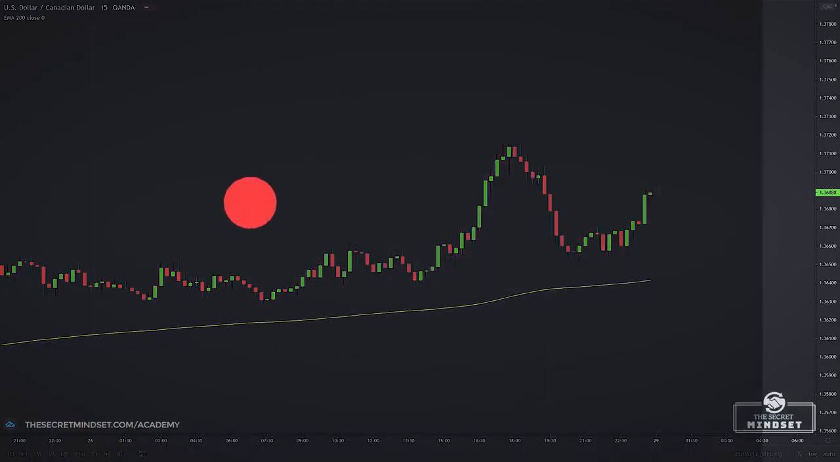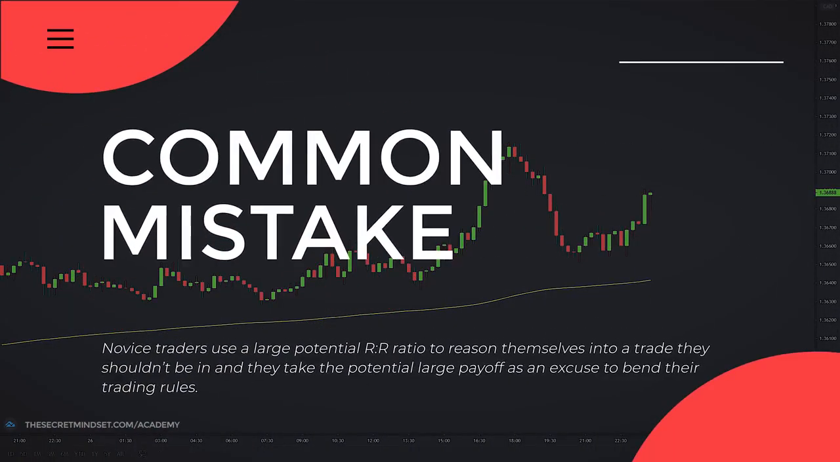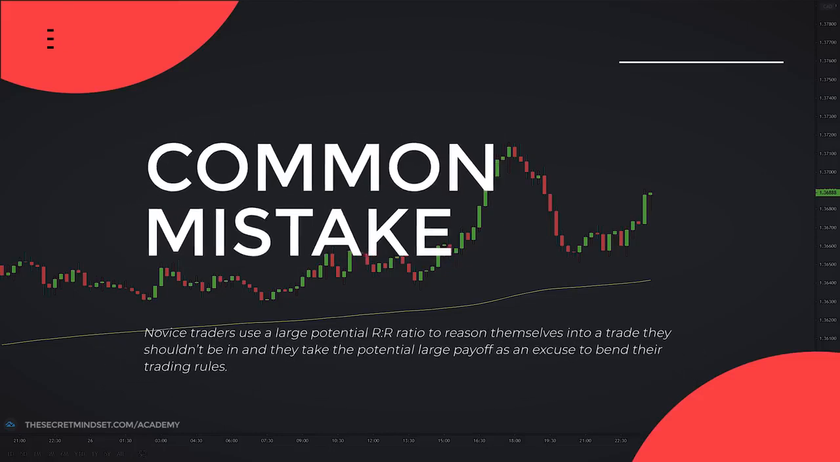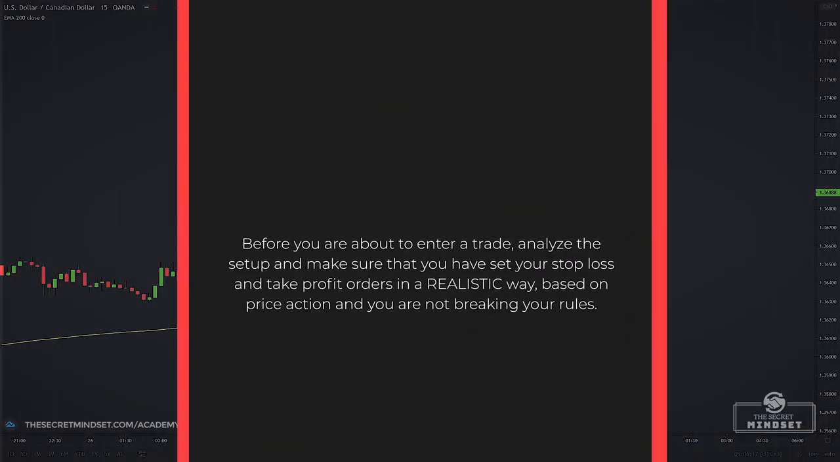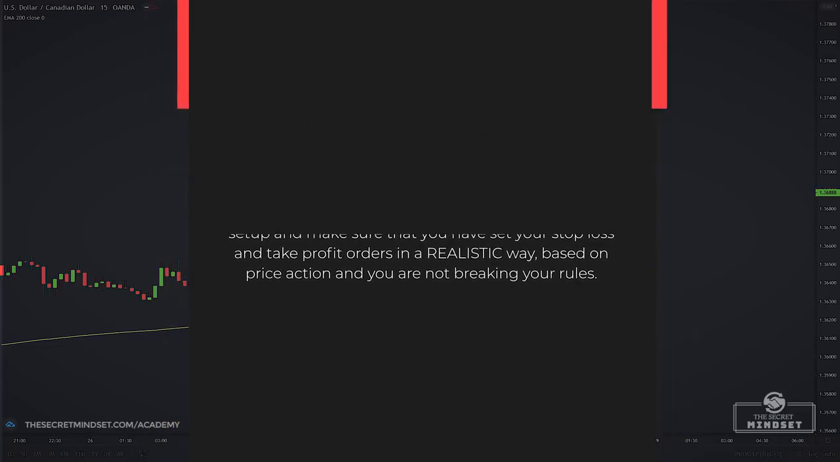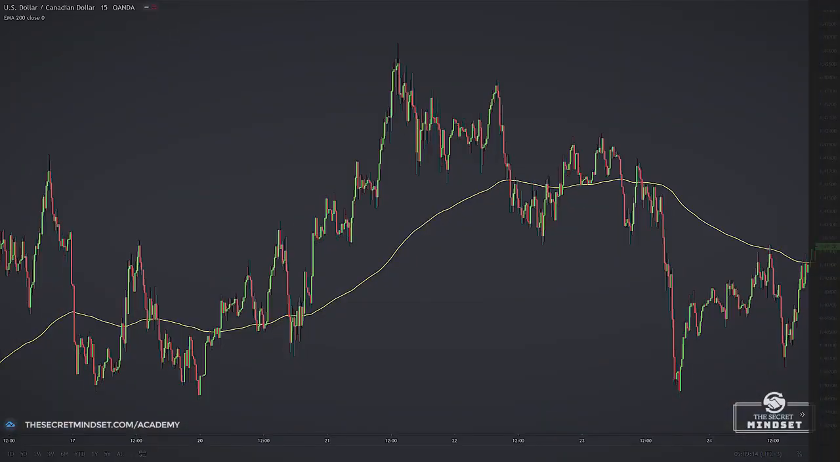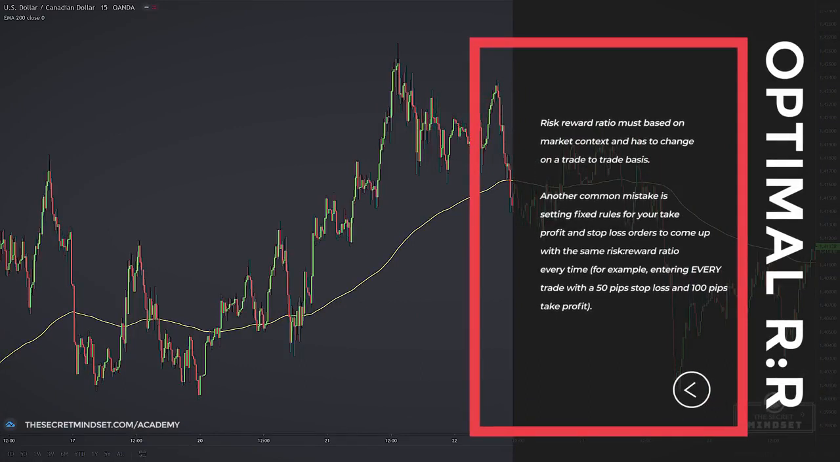Very often, traders use a large potential risk to reward to reason themselves into a trade they shouldn't be in, and they take the potential large payoff as an excuse to bend their trading rules. Before you are about to enter a trade, pause for a few moments and make sure that you have set your orders in a realistic way based on price action, and you are not violating your rules. Always remember that the reward ratio must be based on the market context and has to change on a trade-to-trade basis.